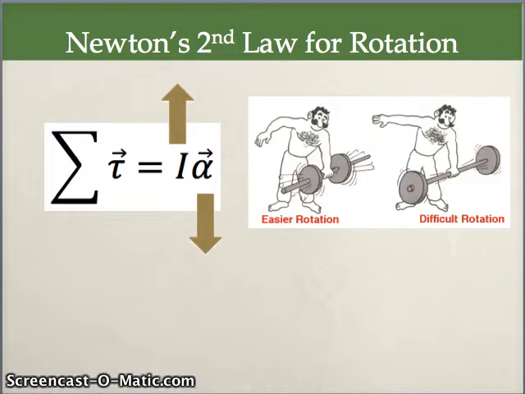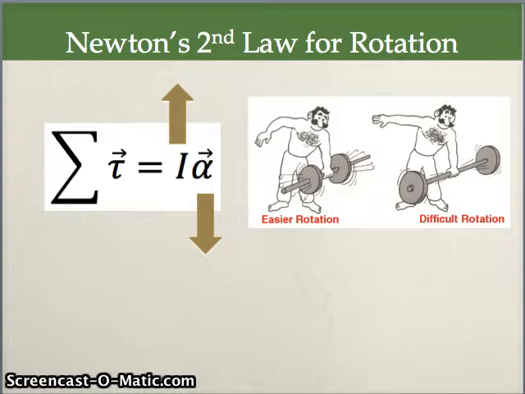Whereas if we consider this man lifting and jiggling around a barbell, he'll find that the first barbell, the one on the left, is a lot easier to rotate. And that's because the inertia is somewhat smaller than the one on the right.